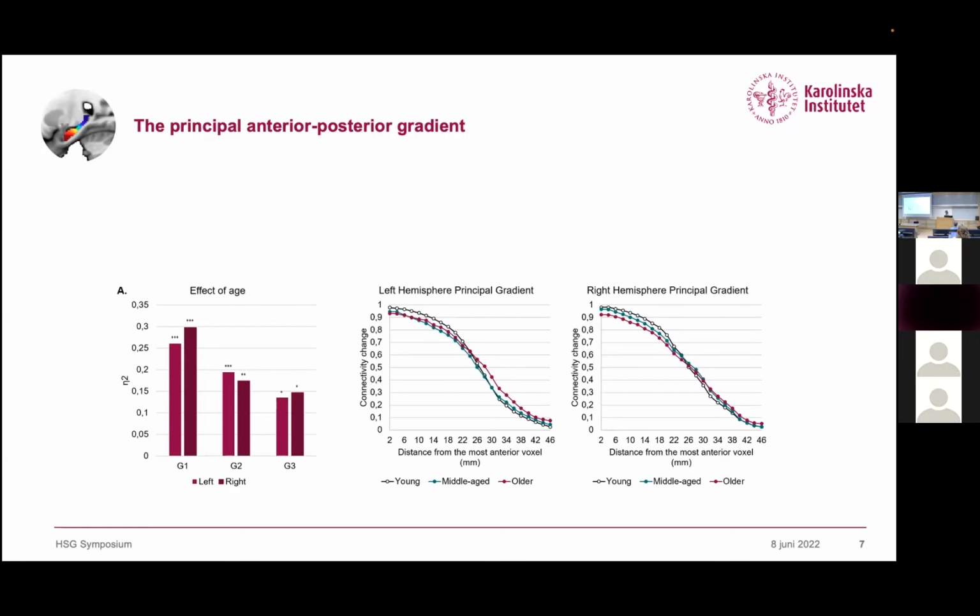However, we know there's an age effect, and one way in which we interpret this age effect is that the dark purple curve that you see is the older age group. They are from 60 to 80 years old. They show like a flatter curve or less distinct change in connectivity along this axis.